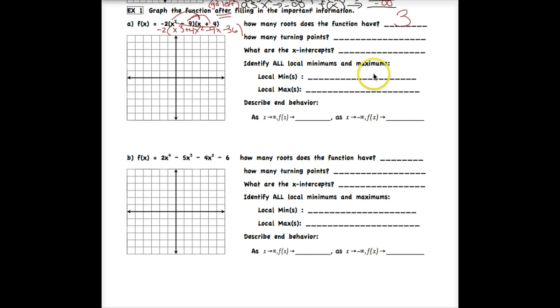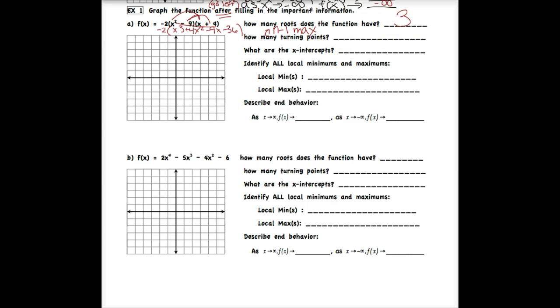Now, here's a neat trick. Turning points, and you'll want to write this down somewhere, turning points cannot be more than the degree minus 1. Now, we will actually want to look at the graph to see how many turning points this has. But I can say since my degree is 3 minus 1 is 2. So this function can't have any more than 2 turning points.